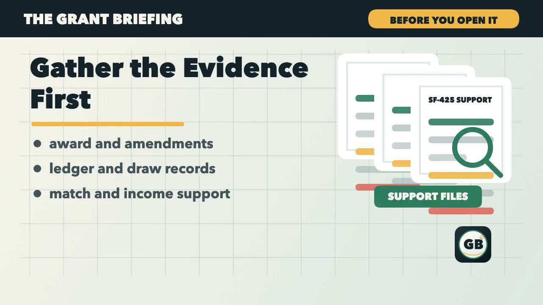A better workflow starts before the form opens. Pull the award, amendments, current approved budget, general ledger, payment records, drawdown records, match documentation, program income support, indirect cost documentation, and prior reports. The SF-425 should summarize records, not create them.